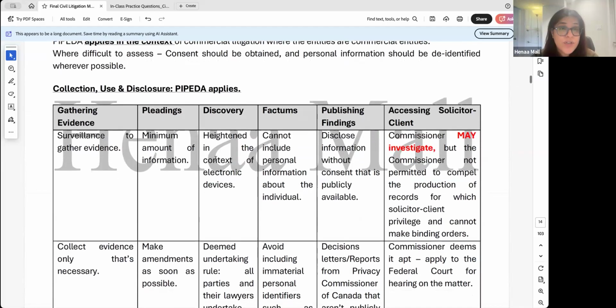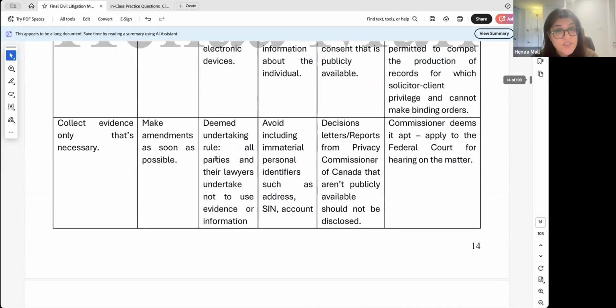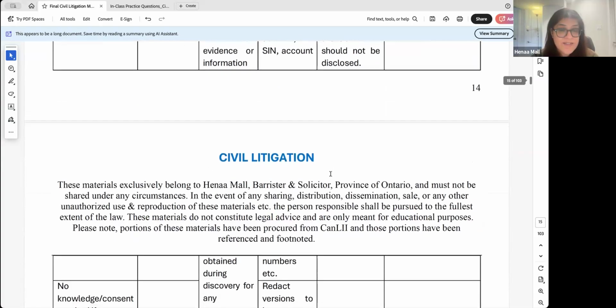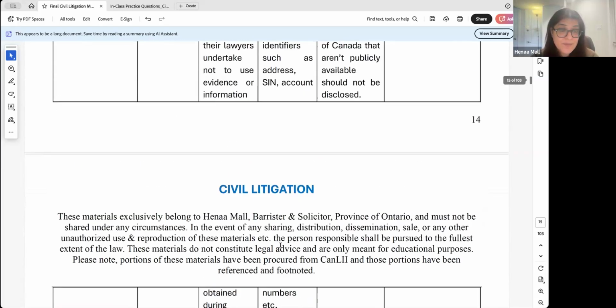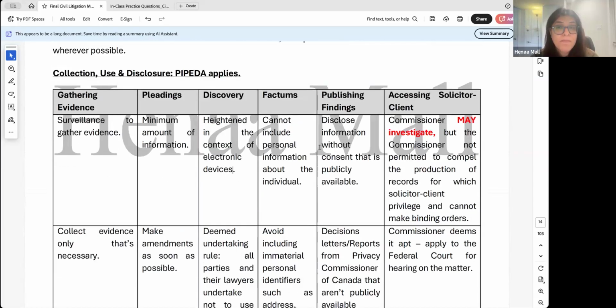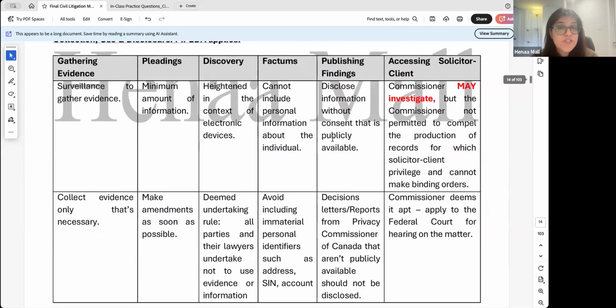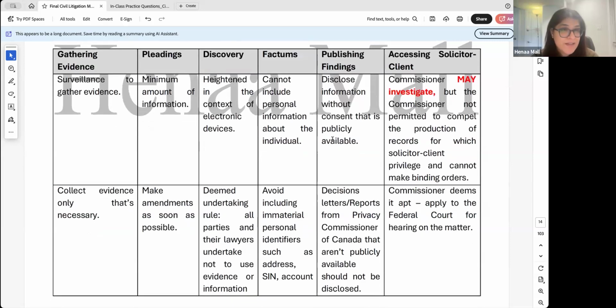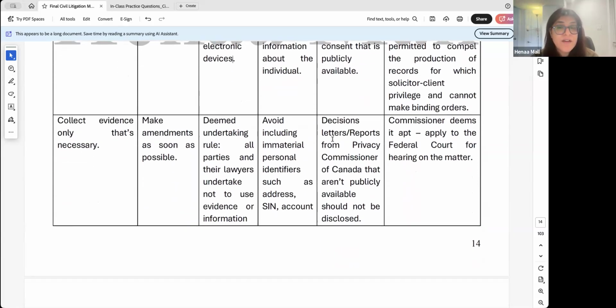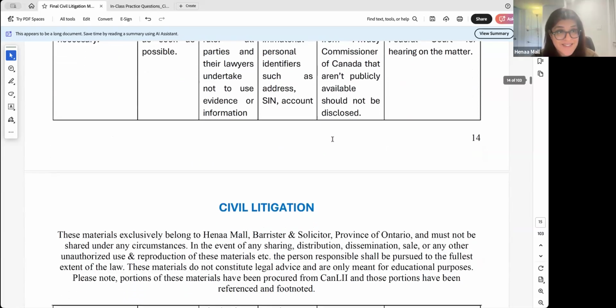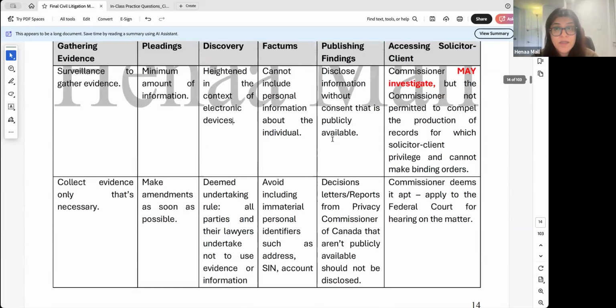Factums, again, cannot include personal information about the individual. You have to avoid, as I've mentioned, personal identifiers like account numbers, etc., and redacted versions need to be submitted. Publishing findings: you can disclose information without consent that is publicly available. That is something you can do. Decision letters and reports from the Privacy Commissioner of Canada that aren't publicly available should not be disclosed. There is a reason they're not publicly available.